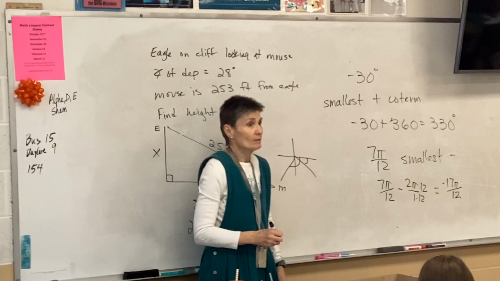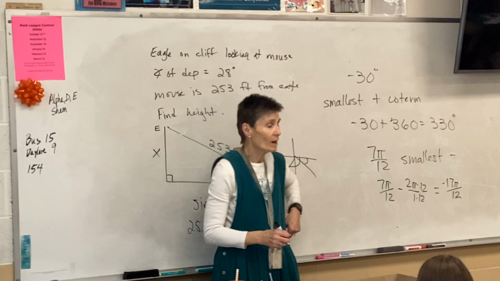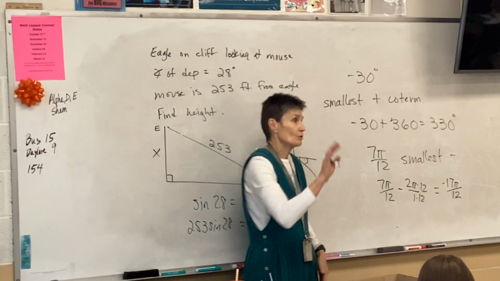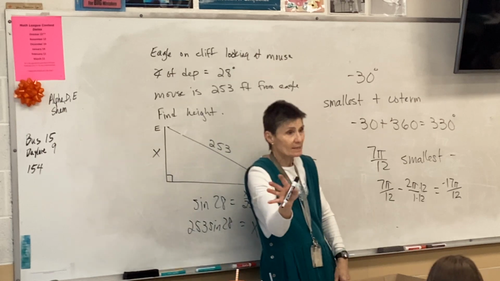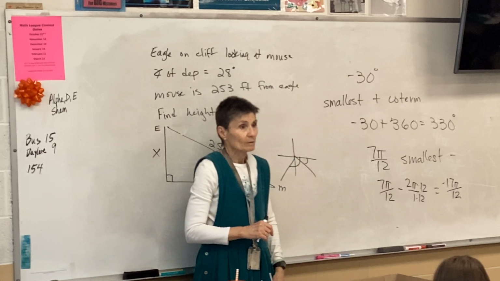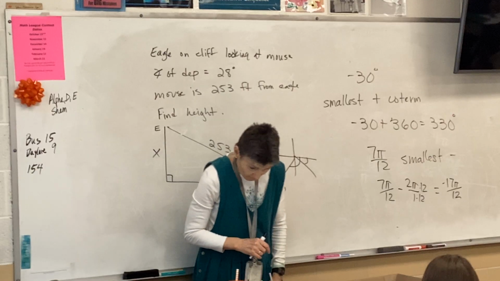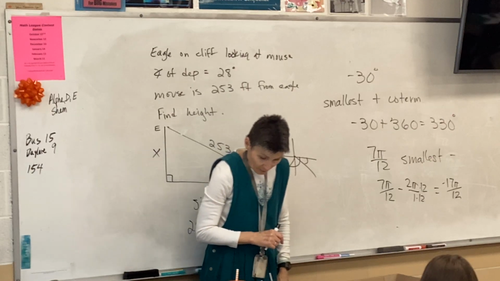Finding coterminal angles is the same no matter what. You either add a revolution or subtract a revolution. If you're in degrees, it's 360. If you're in radians, it's 2 pi, right? All right, one more on this paper.